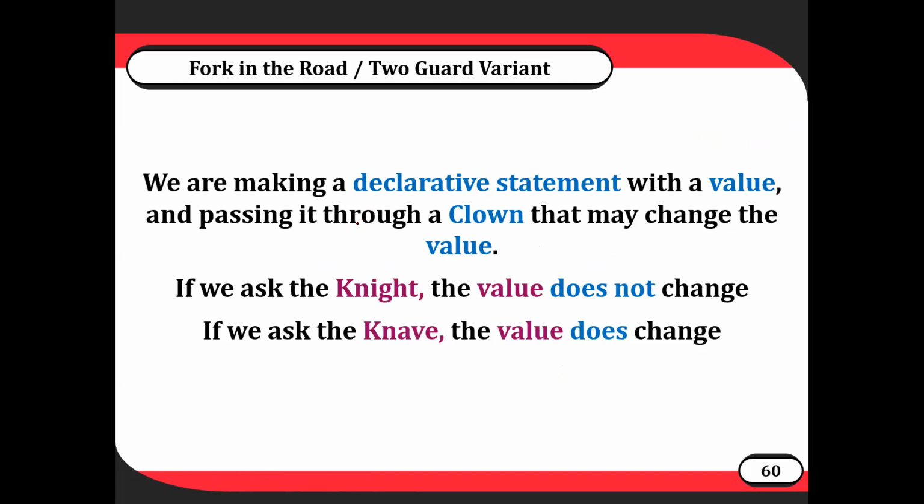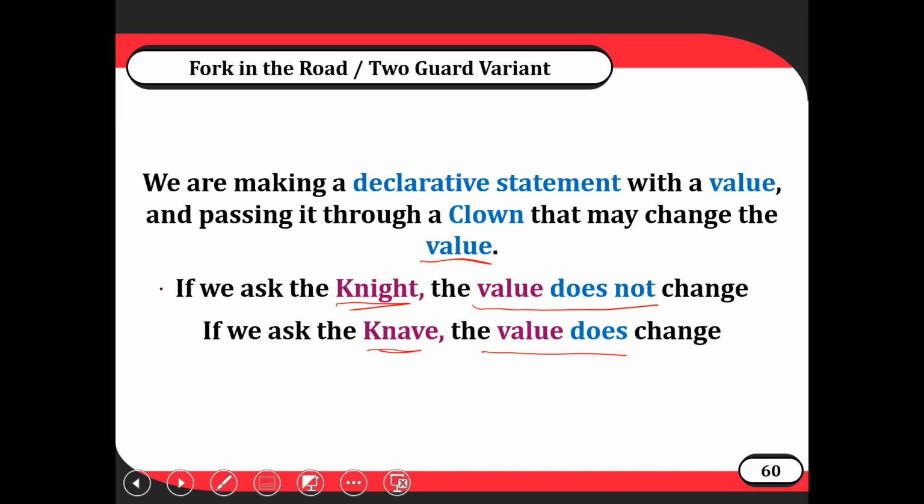So we are making a declarative statement with a value and passing it through a clown that may change the value. When we ask a clown, we're giving them information and then they're passing it back to us and possibly changing the value of it. So if we ask the knight, the value does not change. And if we ask the knave, the value does change. If we ask the knight, is this path safe to go down? Then the statement is that the path is safe to go down. If it is safe, he will say yes. He won't change the value. And if it's not safe, he will say no. So the truth value associated with our statement, this path is safe to go down, if we run that through the knight, it will come back as yes if it's true and no if it's false.